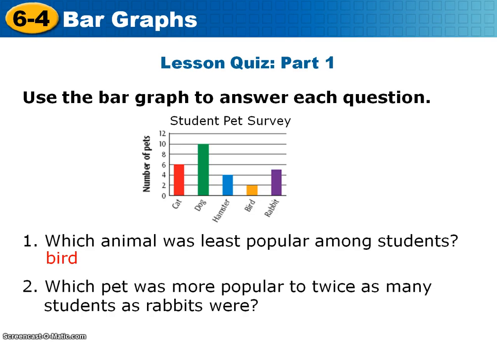Which pet was more popular to twice as many students as rabbits were? So this question's got two different things. Rabbits, you have to figure out that. Rabbits is halfway between 4 and 6, so it's going to be 5. What's twice rabbits? Well, 5 times 2 is 10. So more popular than rabbits, and twice that would be dog, because dog is at 10.